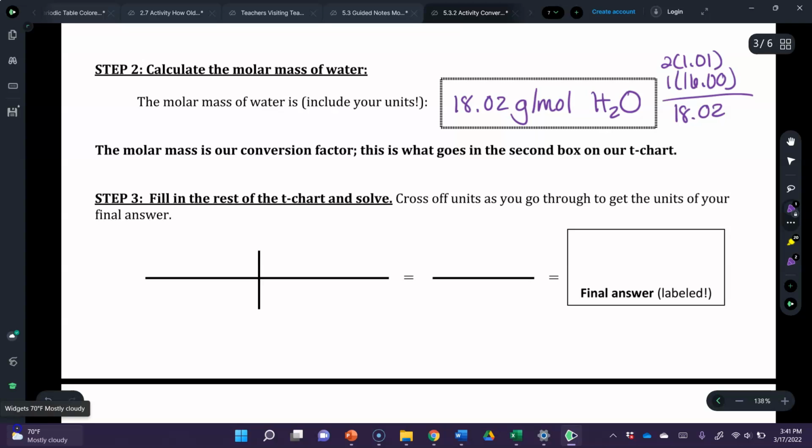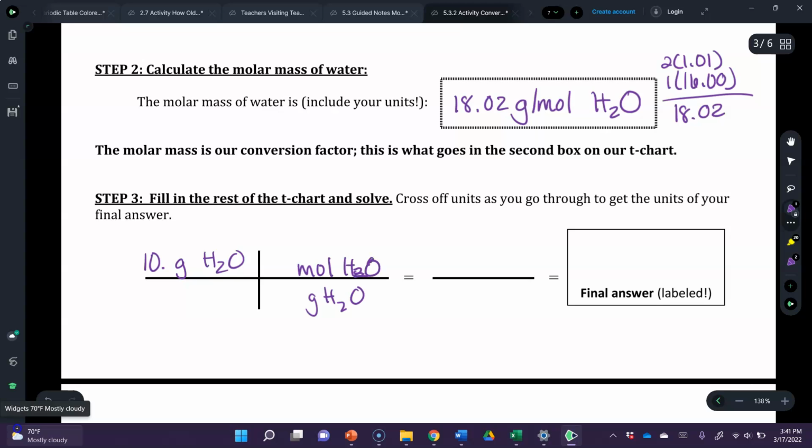So step 3 is to fill in the rest of the T-chart and solve. Okay, so we're going to carry down what we had above. So 10 grams of water. It's a little repetitive because it's walking us through the whole process step by step.